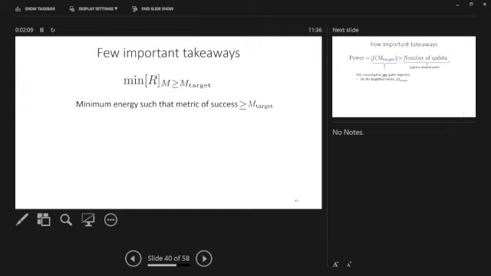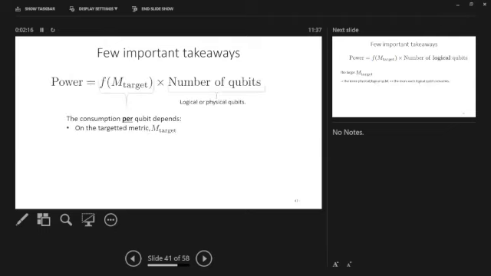Basically, I recall that what we do is we minimize the energy under the constraint that the metric of success is greater than the target. And one thing to realize is that the power per qubit will depend on the algorithm we want to do. It's not a constant. So let me explain what I mean. And what I mean by per qubit is true either for the logical qubit or the physical qubit.